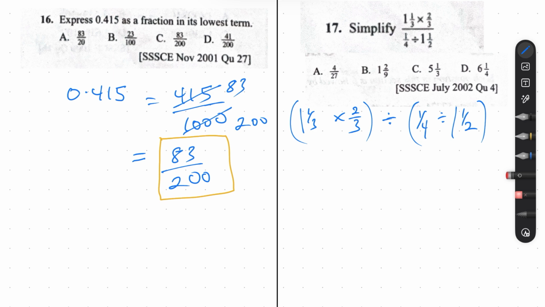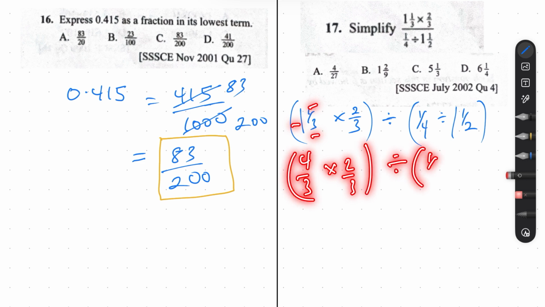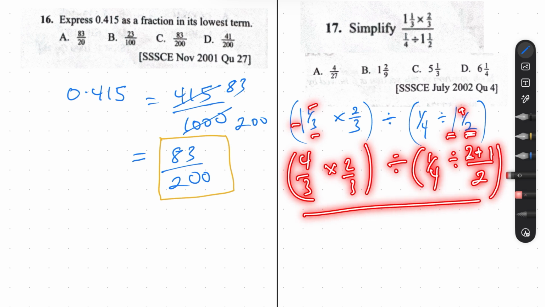So we're going to have 3 times 1 is 3, plus 1, 4. So 4 over 3 times 2 over 3 divided by 1 over 4 divided by 2 plus 1 over 2, because we multiply 2 times 1, plus 1. Right? 2 times 1 is 2, and then 2 plus 1, that is where we get this 1. So this is our simplification.